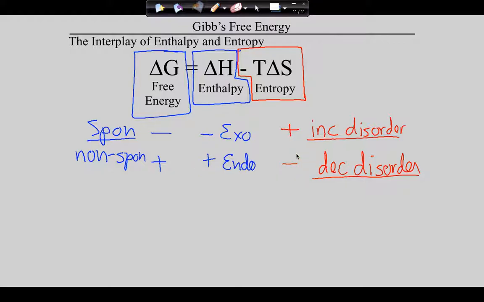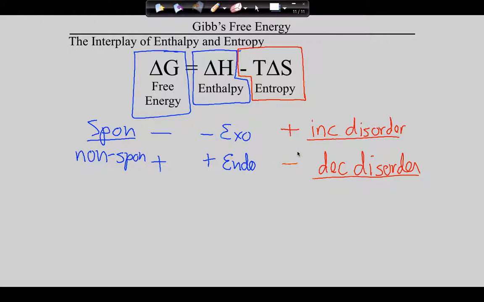Those are the extremes. Now let's talk about the gray in the middle. What if we have a reaction that is exothermic? Does that tend towards spontaneity? But what if it's got a decrease in disorder? Does that lend itself towards spontaneity? No, so what's going to happen? We don't know. But what will it depend on? Temperature.